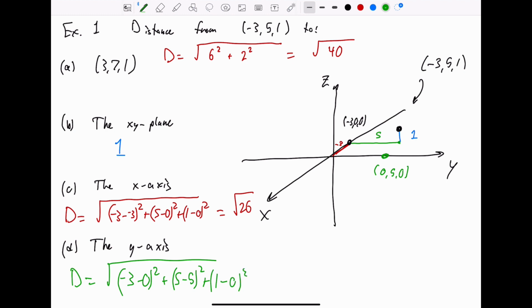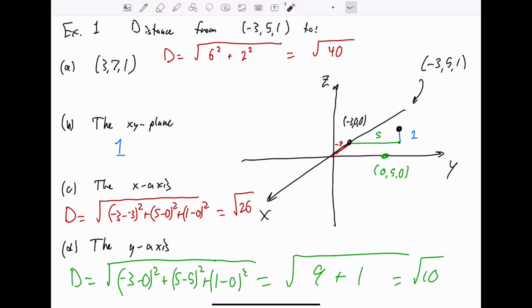minus 0) squared. Simplifying, -3 squared is 9. 5 minus 5 is 0, so that's 0. 1 squared is 1, so the square root of 9 plus 1. Square root of 10, that is the distance from this point to the y-axis.